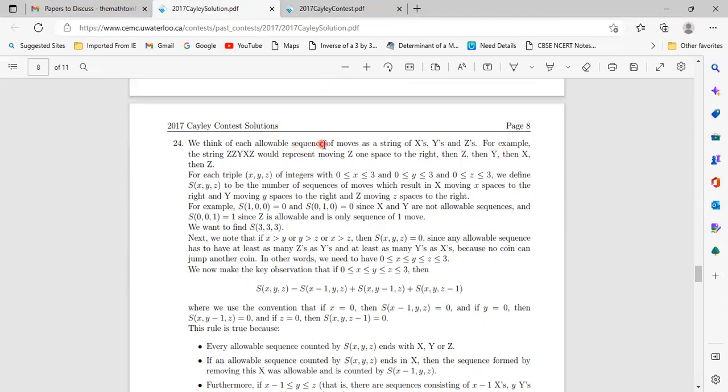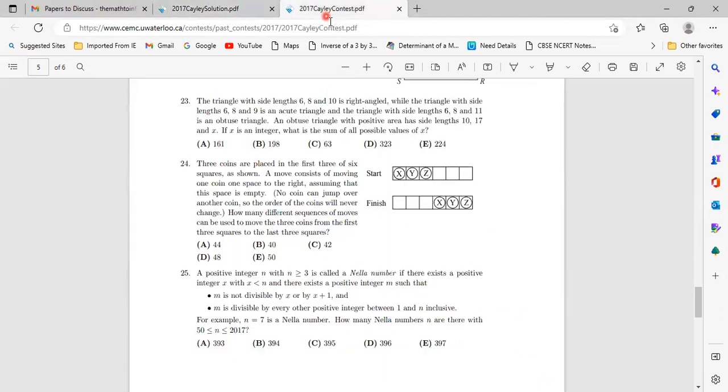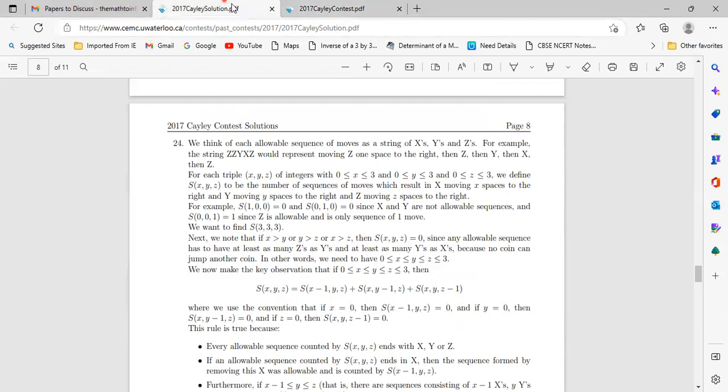We think of each allowable sequence of moves as a string of X's, Y's, and Z's. For example, the string Z, Z, Y, X, Z would represent moving Z one space to the right. Z, Z, Y, X, Z. One minute, let me draw it. You do have 6 squares.